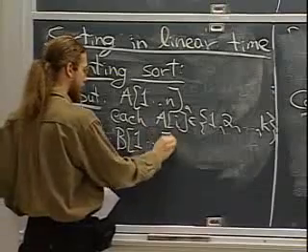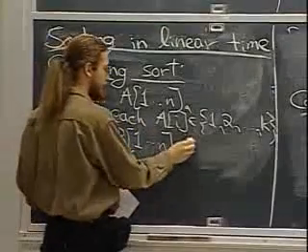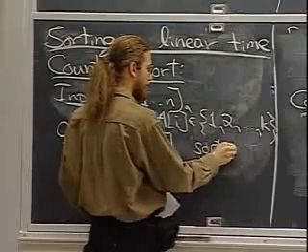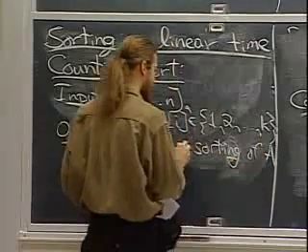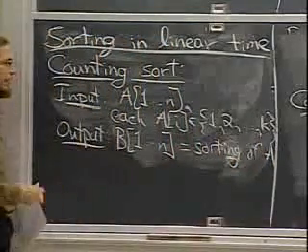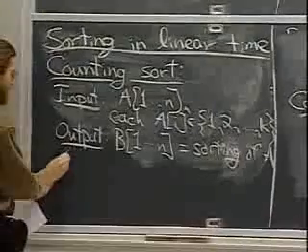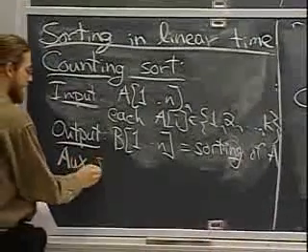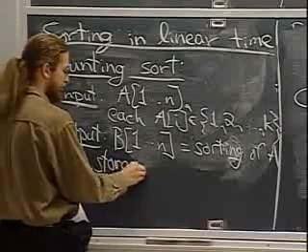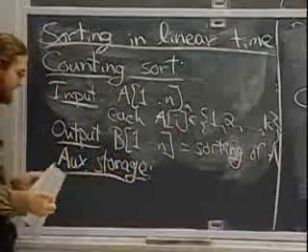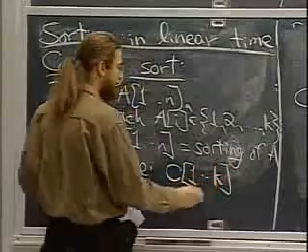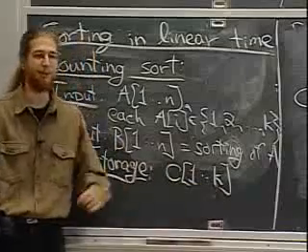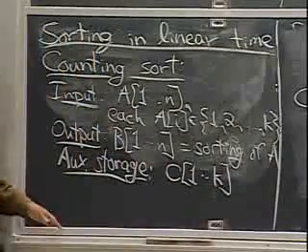Okay, our goal is to output some sorted version of this array. Let's call this a sorting of A. So it's going to be easier to write down the output directly instead of writing down a permutation for this algorithm. And then we have some auxiliary storage. I'm about to write down the pseudocode, which is why I'm declaring all my variables here. And the auxiliary storage will have length k, which is the range on my input values. So let's see the algorithm.